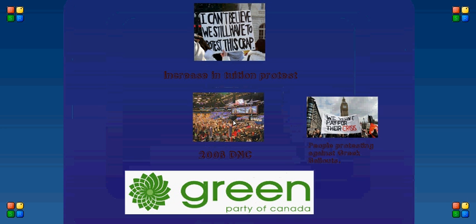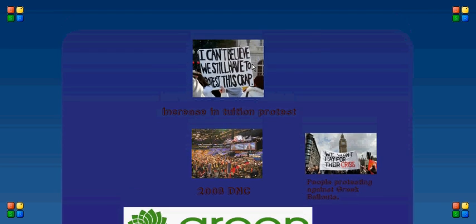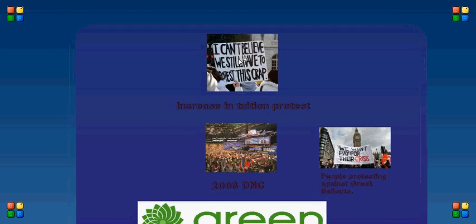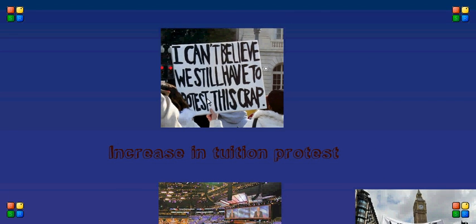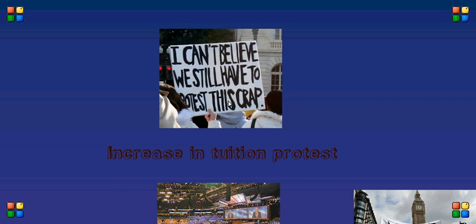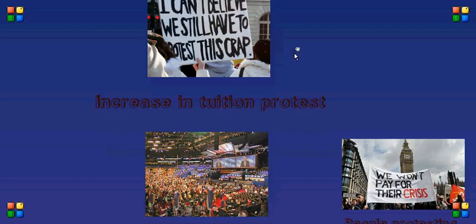If I were to make it simpler for you, here are a few examples of civil society. Protesting, expressing our views by protesting. Here is a picture of a tuition hike protest in Britain, where students were protesting about tuition hikes.